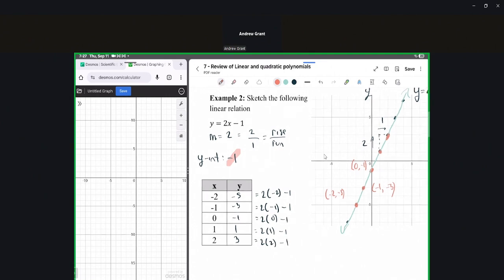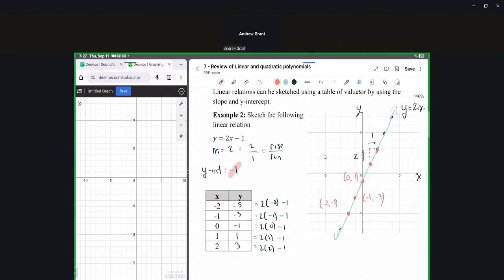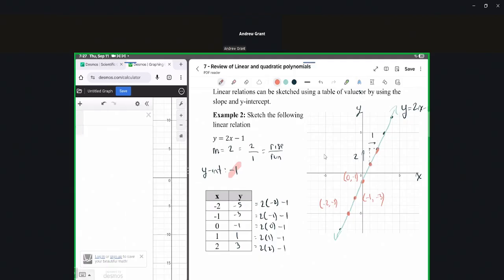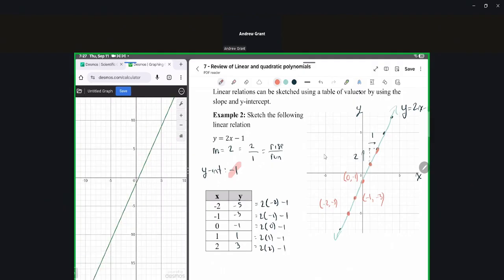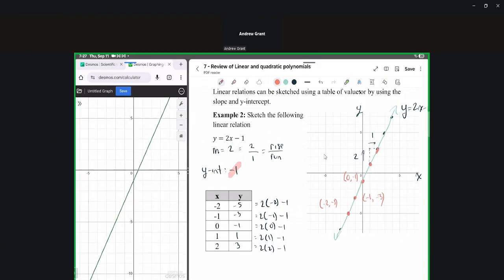So feel free to sketch linear relations however you would like. If you want to use a table of values, so be it. If you want to use the slope and y-intercept, so be it. Using Desmos here, we can also check to make sure we did this correct. So if I type in y is equal to 2x minus 1, close that, we end up getting the exact same function. So I got to zoom in a tiny bit here.